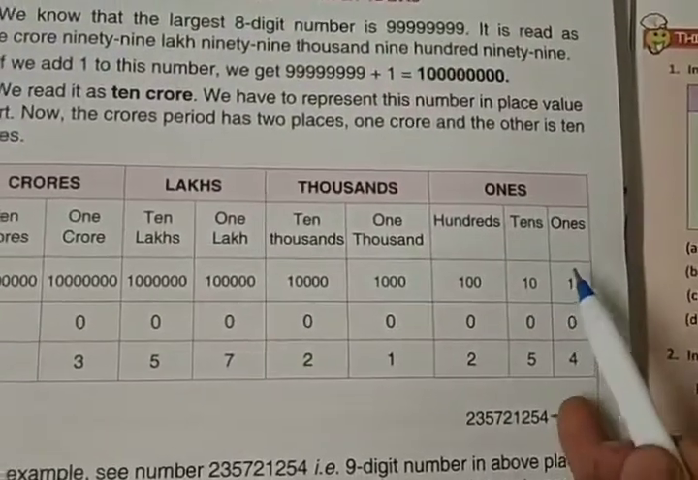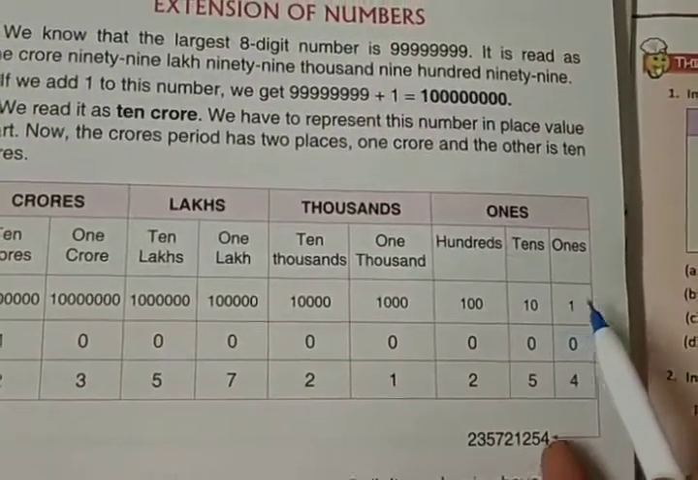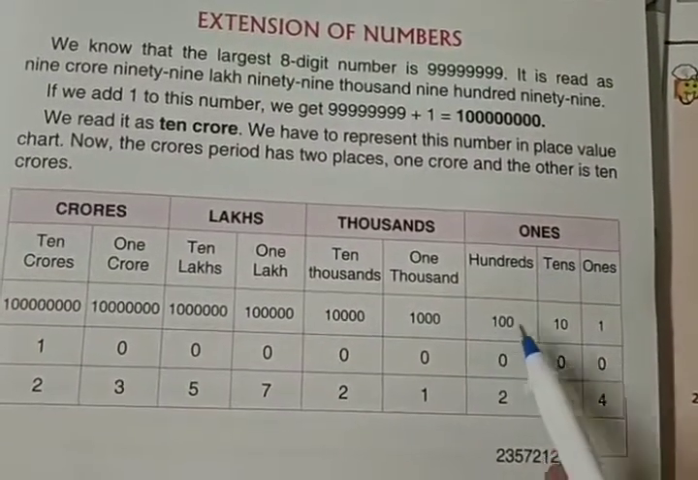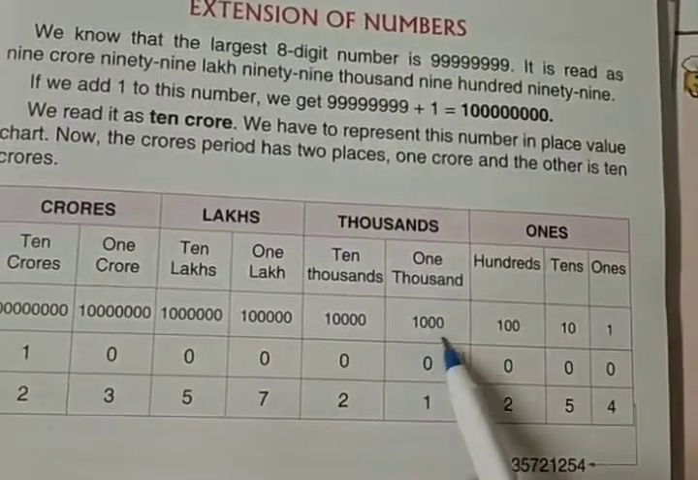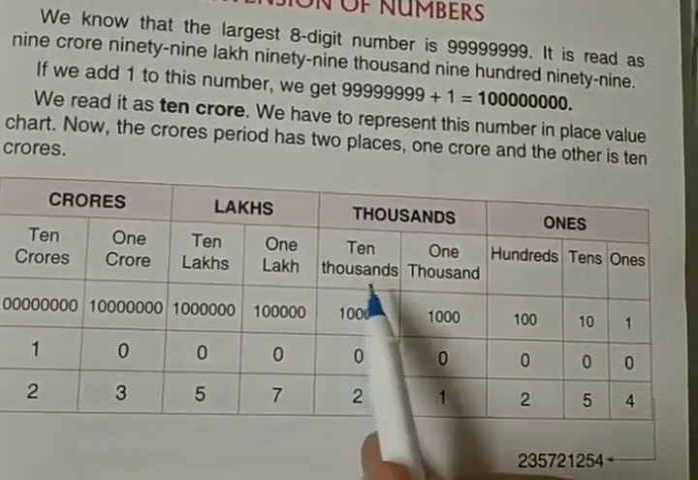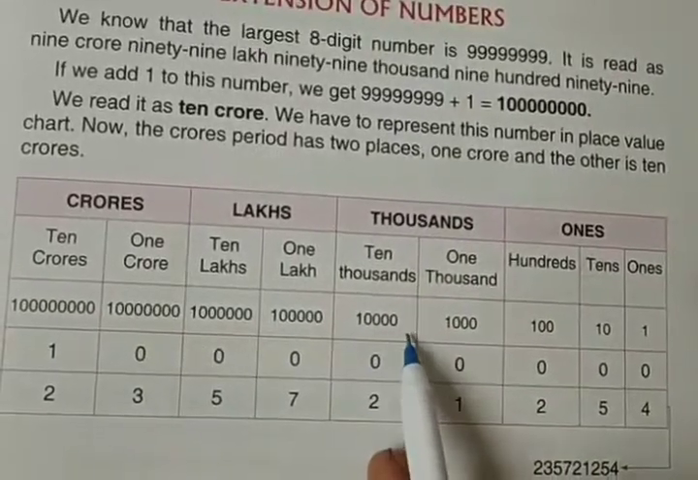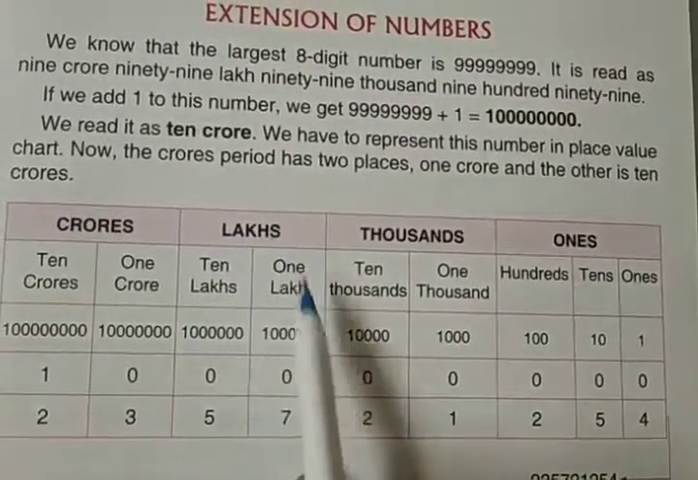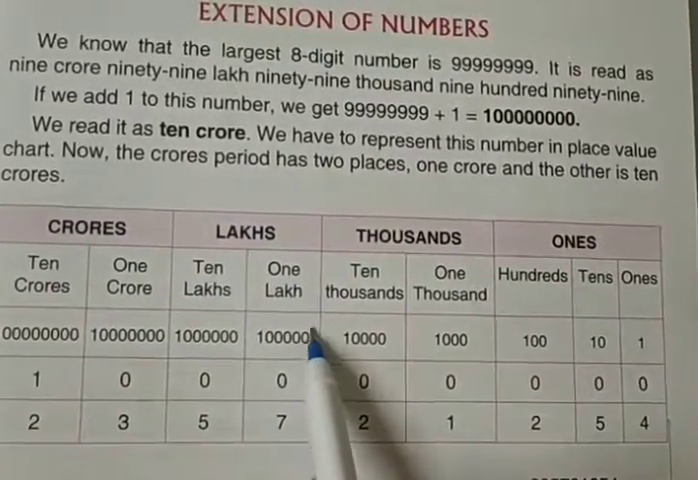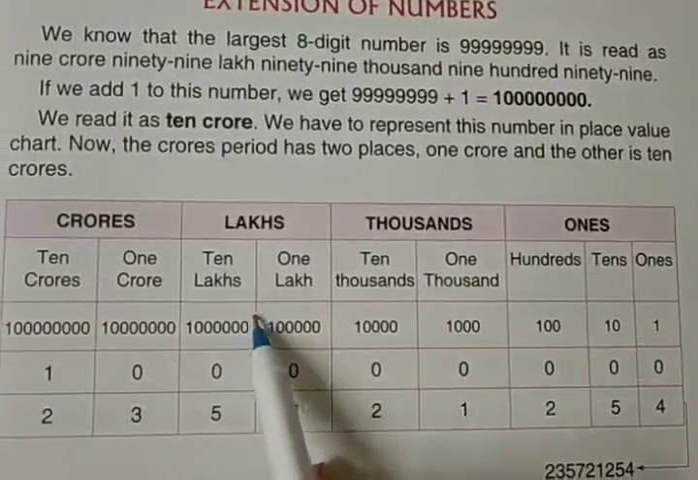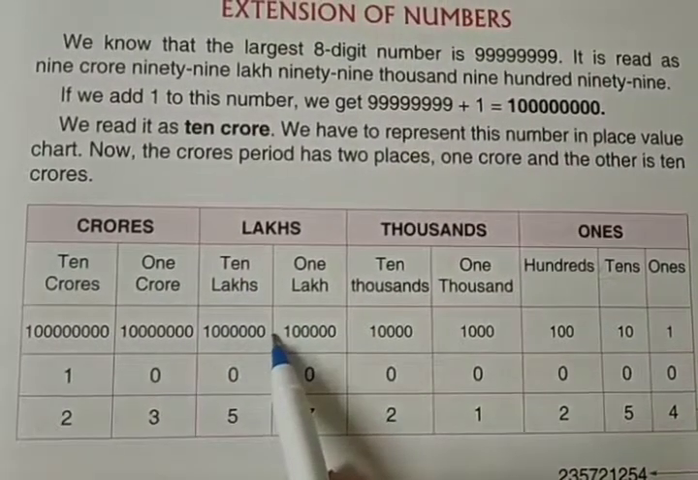In ones period, it is written here as 1. For tens place 10, this is hundreds place. In thousands place, it is a 4-digit number. And you just learned that 10,000s place is a 5-digit number. So what will be 1 in lakhs period? What will be 1 lakhs place? It will be a 6-digit number. 10 lakh will be a 7-digit number.